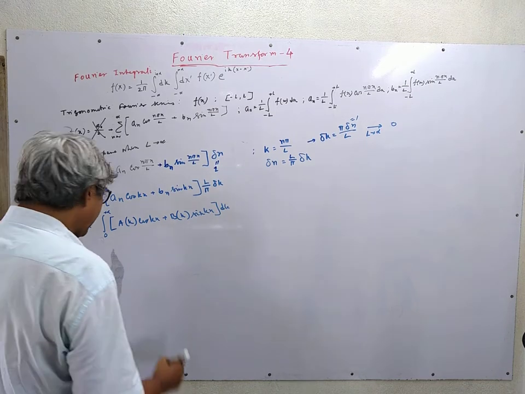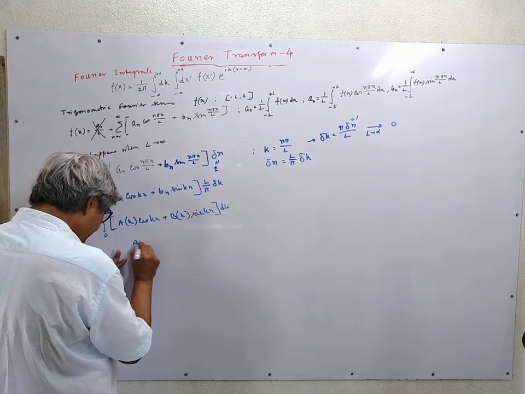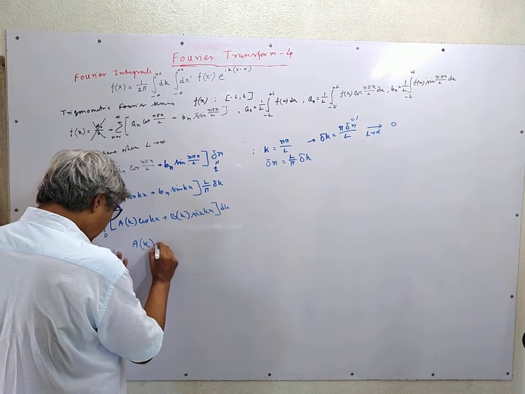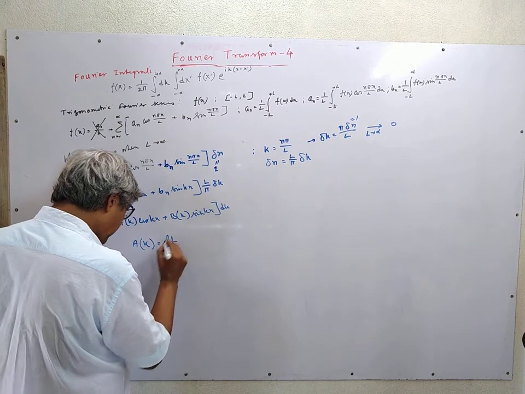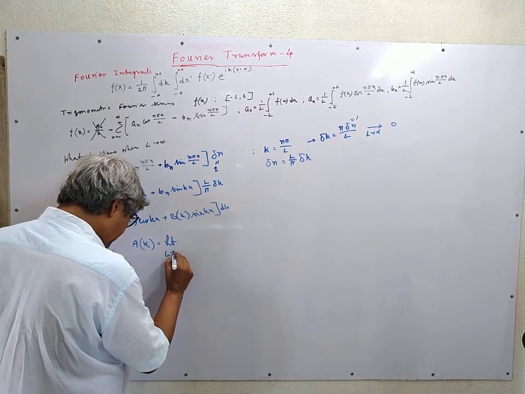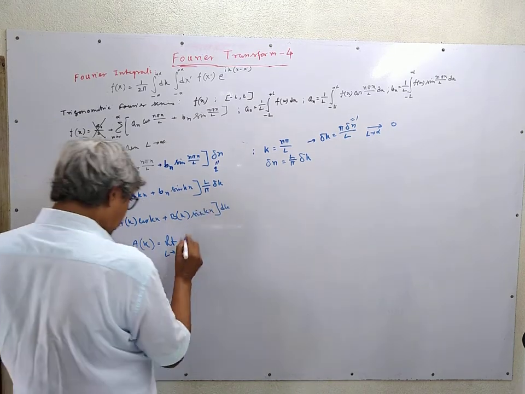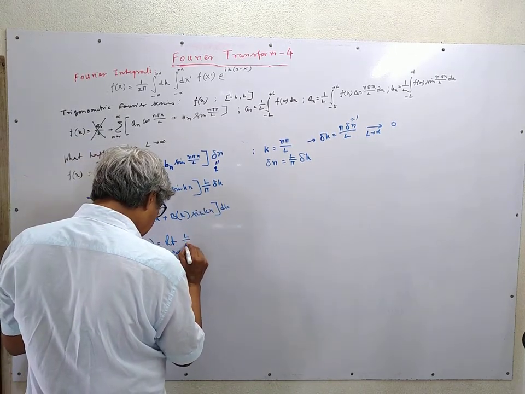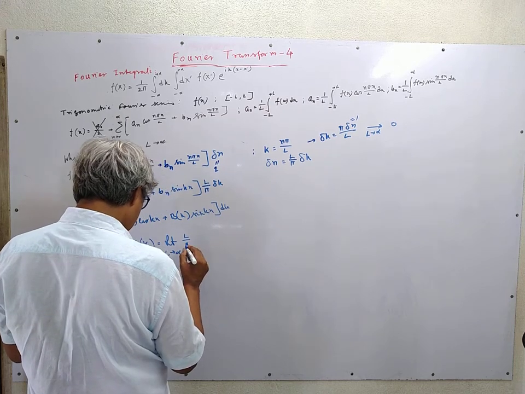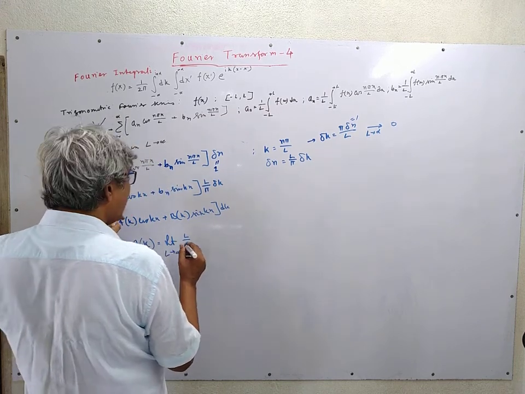where we define ak as the limit L tends to infinity of L by pi times an.